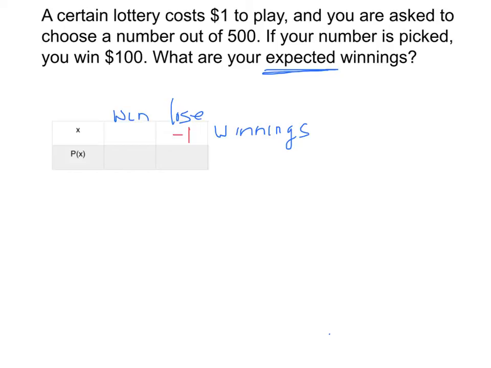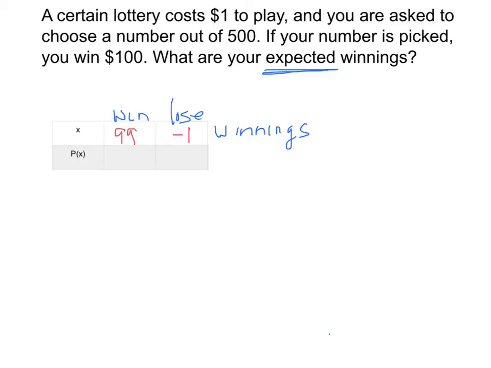As far as winning, let's say you say, I want to pick number 247, and they pick number 247. Well, they're going to pay you $100, but the fact is you've already laid out a dollar, so your winnings really are only $99. So let's put these in as our x's. Those are the two options. Either you win $99 or you actually lose a dollar in the process of playing the game.